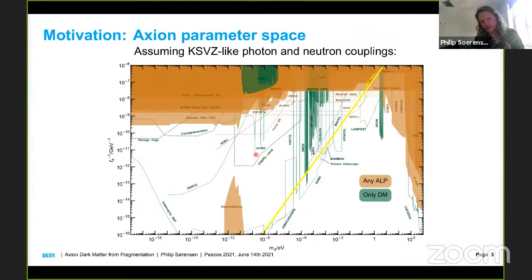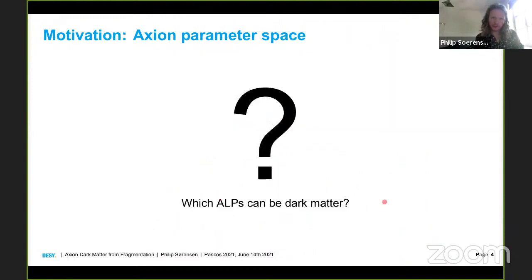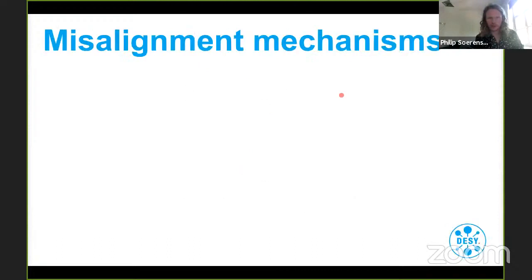This, of course, begs the question of which of these axion-like particles we can actually produce as dark matter. That's really what I'm going to address here, how to produce this dark matter. Now, when we talk about ALP dark matter, we should of course start with the usual suspect, the misalignment mechanism. So let's briefly review that first.